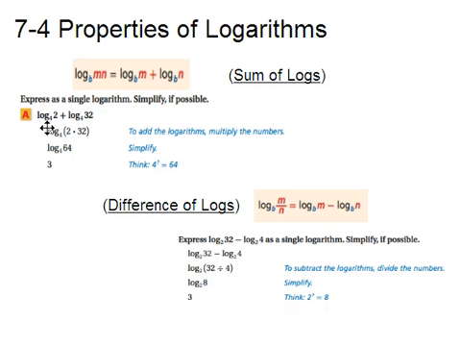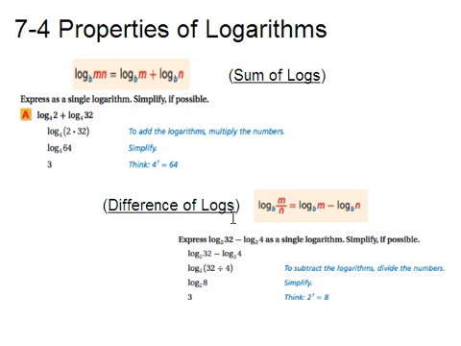The example here says express as a single logarithm and then simplify if possible. So we start out with two separate logarithms and we're adding them, the sum, and we want to multiply 2 times 32. We combine them into one single logarithm. So 32 times 2 is 64. So we end up with a single logarithm, log base 4 of 64. Again, the way that you do this is you think base 4, so 4 to what power will give me 64? And if you use a calculator, you find out that it's 3. 4 to the third power will give you 64.